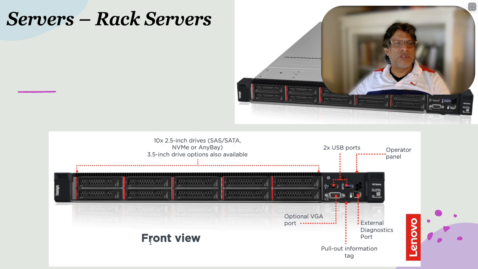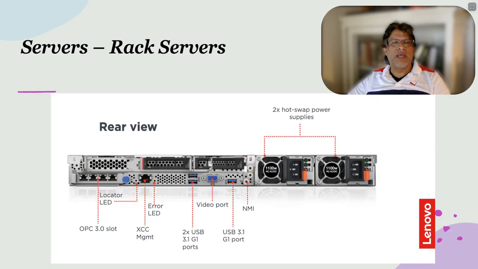Right? This is what the front view may look like, and these will be the drives that you can pop in. Usually these are what is called hot swappable drives that you can just plug in and plug out while the server is actually running. There may be some VGA ports, some external diagnostic ports that you can use. There'll be some USB ports. At the back of these servers, we'll just look at it in just a moment, what that looks like.